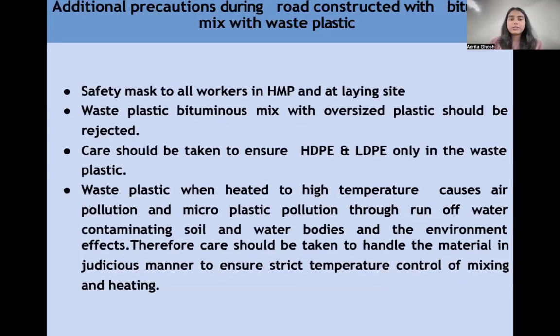So, what are the precautions during road constructions with bitumen mixed with waste plastic? Safety masks to all workers in HMP and any laying site. Waste plastic bituminous mix with oversized plastic should be rejected. Care should be taken to ensure only HDPE and LDPE in the waste plastic.